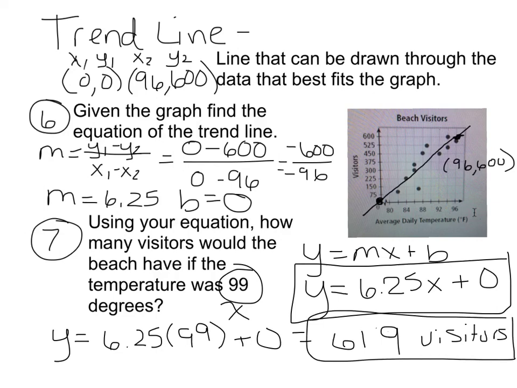All right, and that is how you would find the equation of your trend line and estimate something. You will obviously all probably have something a little bit different, based on the points that you pick and where you estimate your y-intercept to be, and that's okay as long as you show your work on your test.